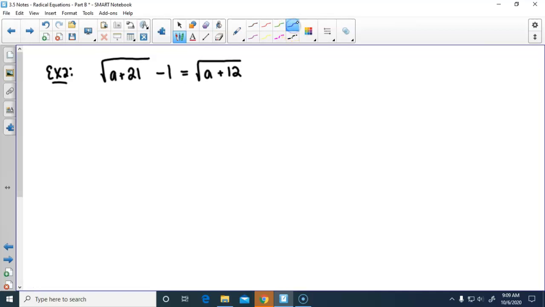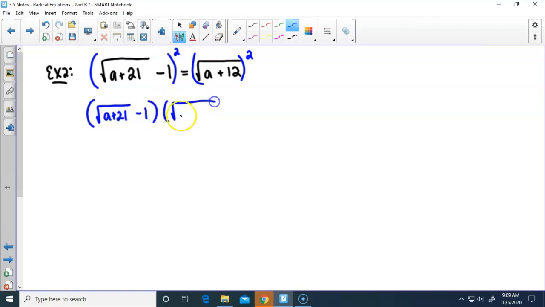And whenever we do these problems, these are going to be the ones that are the most difficult. It's where we've got two square roots and also a number on the outside of the square root. So whenever you see these problems, you need to be prepared for a problem that's going to take you a little while to do. So like the last problem, we're going to square both sides. And over here on this left-hand side, this is where things get complicated because you've got to do the square root of a plus 21 minus 1 times the square root of a plus 21 minus 1.